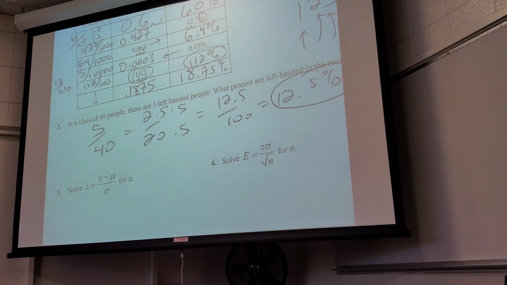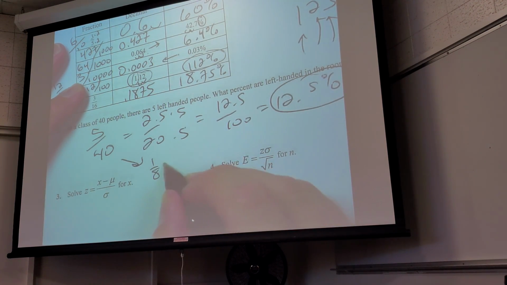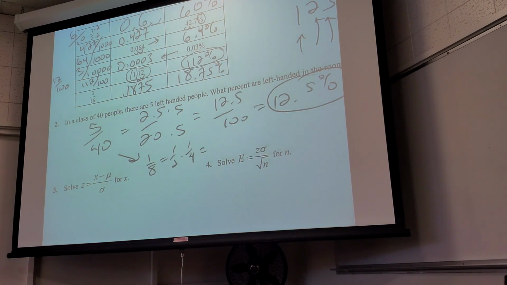And of course, if you do 5 divided by 40, that reduces to 1/8, if you want to. In which case, you could do this. Oh man, I reduced it to 1/8, and somehow I still got the wrong answer. So if you put 1/8, this is 1/2 of 1/4, right? Isn't 1/4 25%? So what's 1/2 of that? 12.5%. Bam.